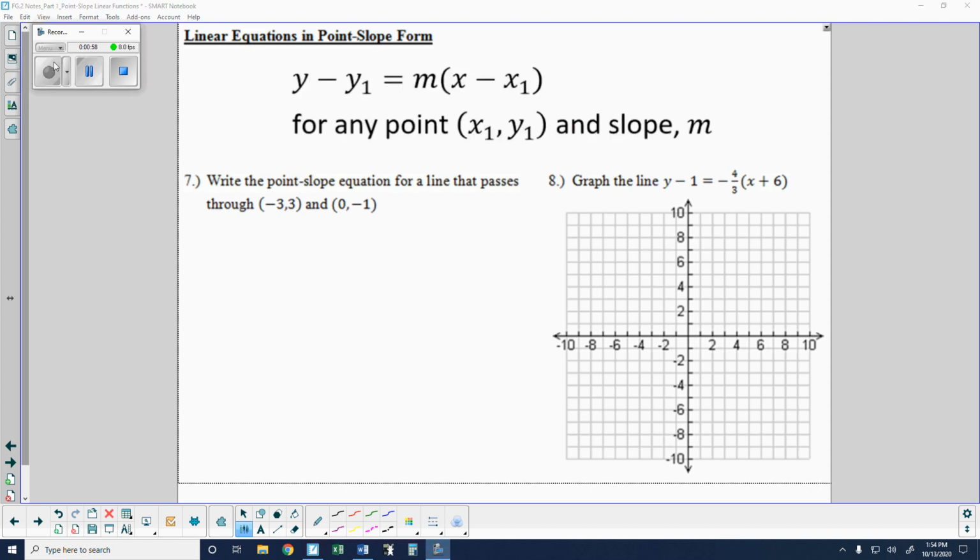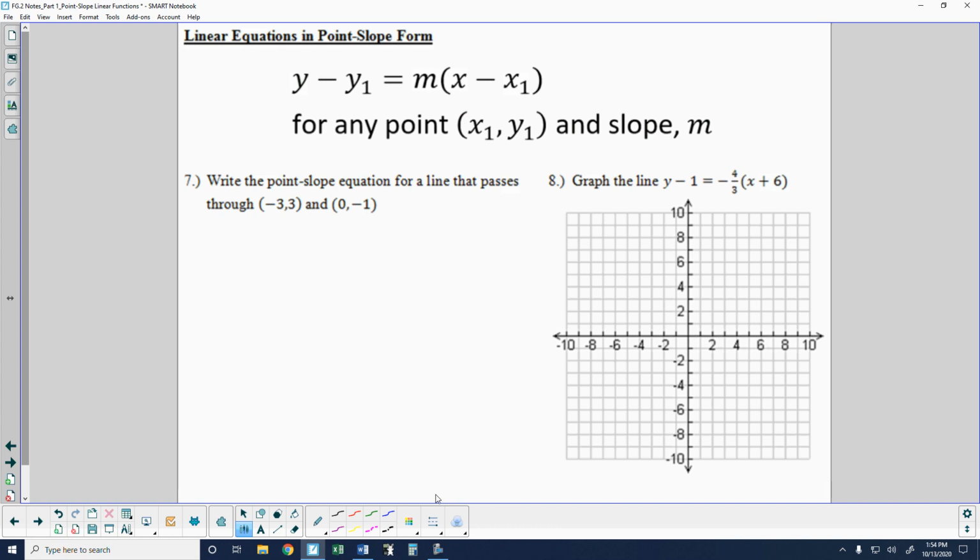So point slope form goes by the equation that we see here on the screen. y minus y1 is equal to m times the quantity x minus x1. And this is for any point that has coordinates x1, y1, and dealing with a slope m. So we've seen the slope m before, and now instead of a y-intercept, this could be any point. So the two things we need are a point and the slope.